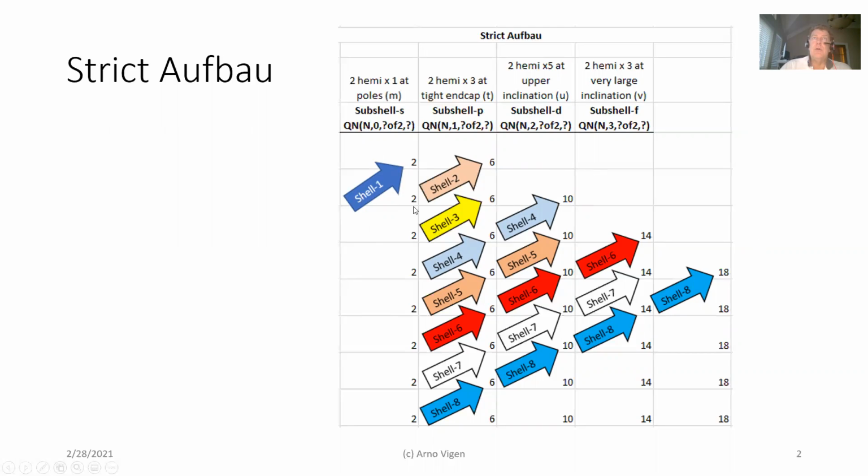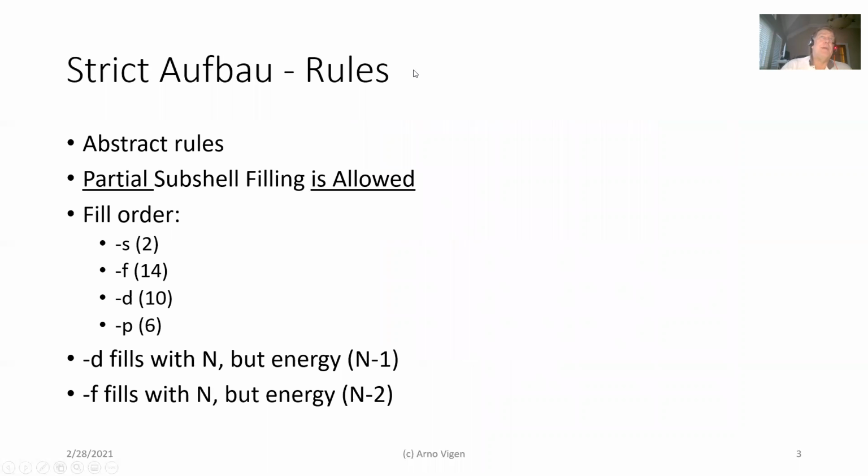Shell 2 is 2, then 6. Then strangely enough, you do 2, then 10, then 6, and so on. 2, then 14, then 10, then 6. So these aufbau rules are abstract. It's just numbers. Further, the most important rule here is that partial subshell filling is allowed.